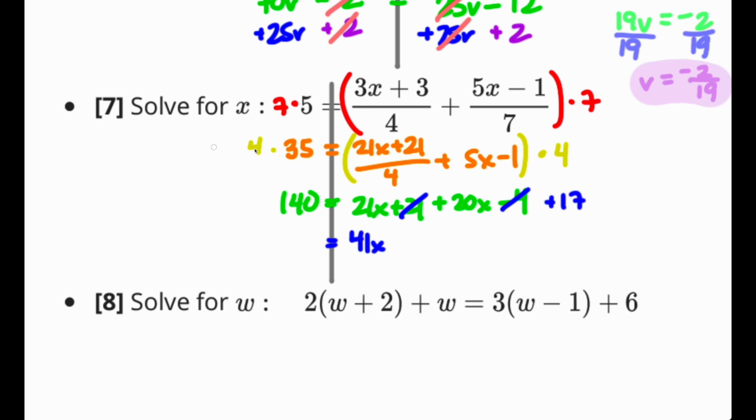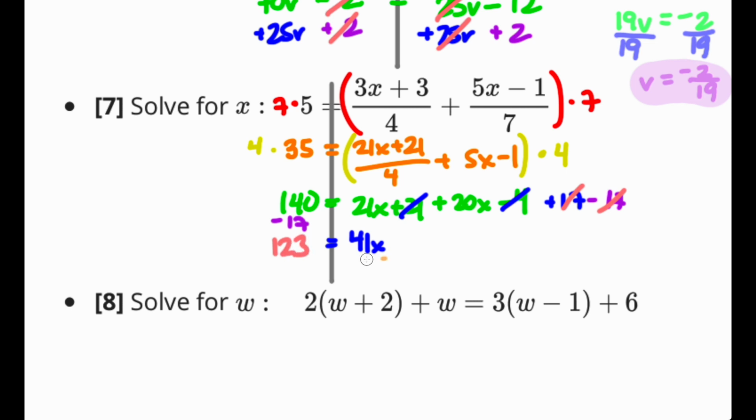But just to make my life a little bit easier, I'm just going to subtract the 17 right away, save myself the step. Minus 17. Okay. Now what's going to happen here is this is going to cancel. And then we have the 140 minus 17, which is going to be 123.